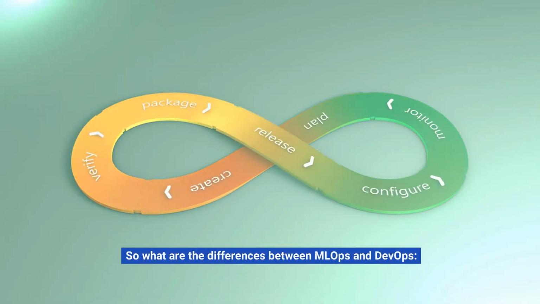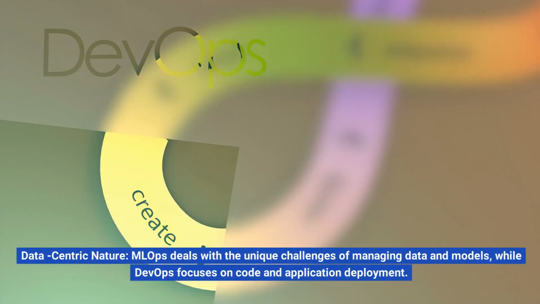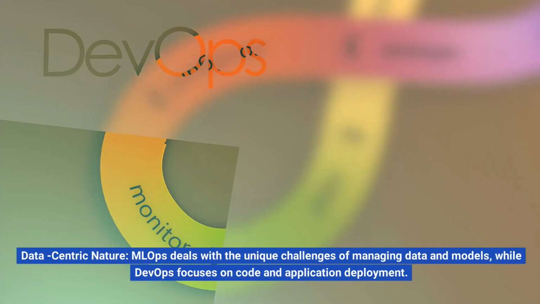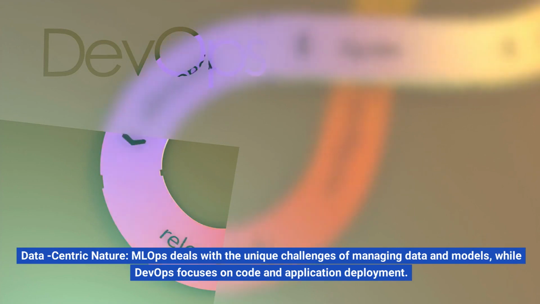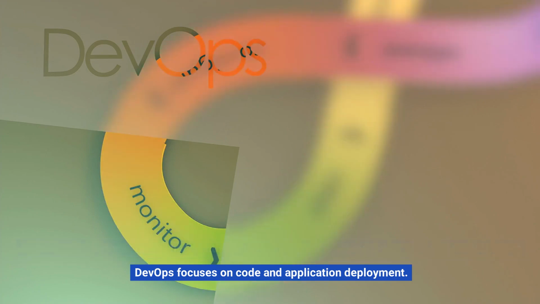So what are the differences between MLOps and DevOps? 1. Data-centric nature. MLOps deals with the unique challenges of managing data and models, while DevOps focuses on code and application deployment.